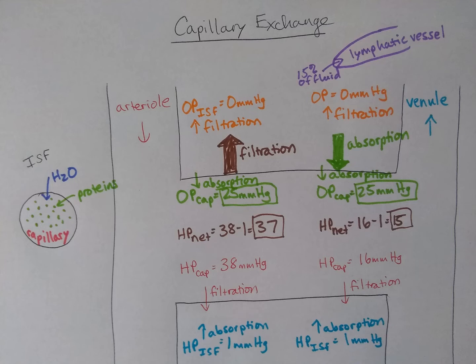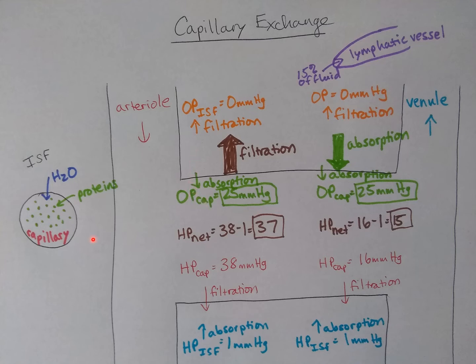So this is due to the proteins. Remember that water likes to follow the proteins. And there are a lot of proteins in the blood, which we're going to see in chapter 15. So the osmotic pressure of the capillary from all these proteins that are in the blood is 25 millimeters of mercury. And that's going to favor absorption.